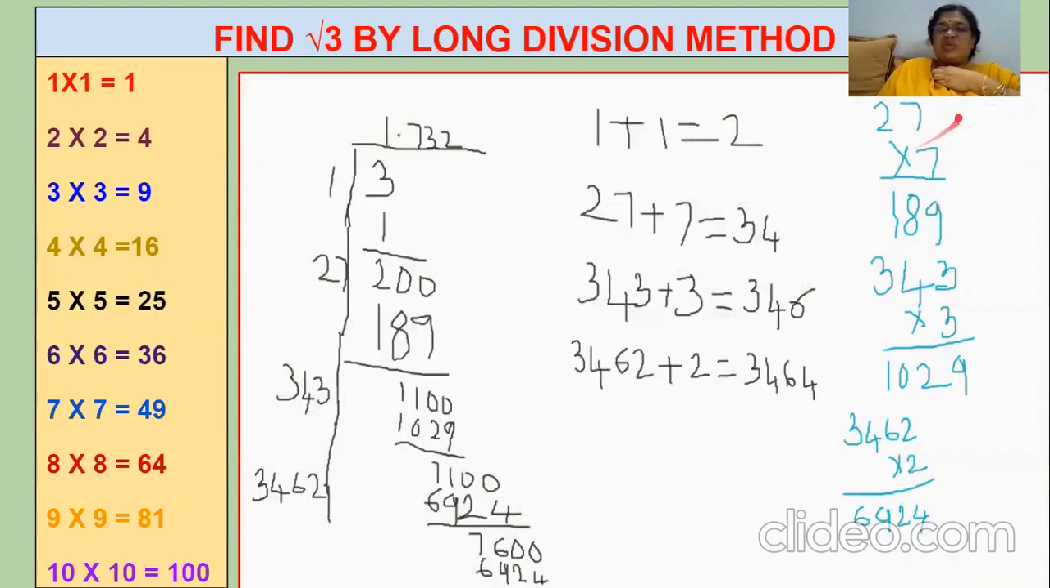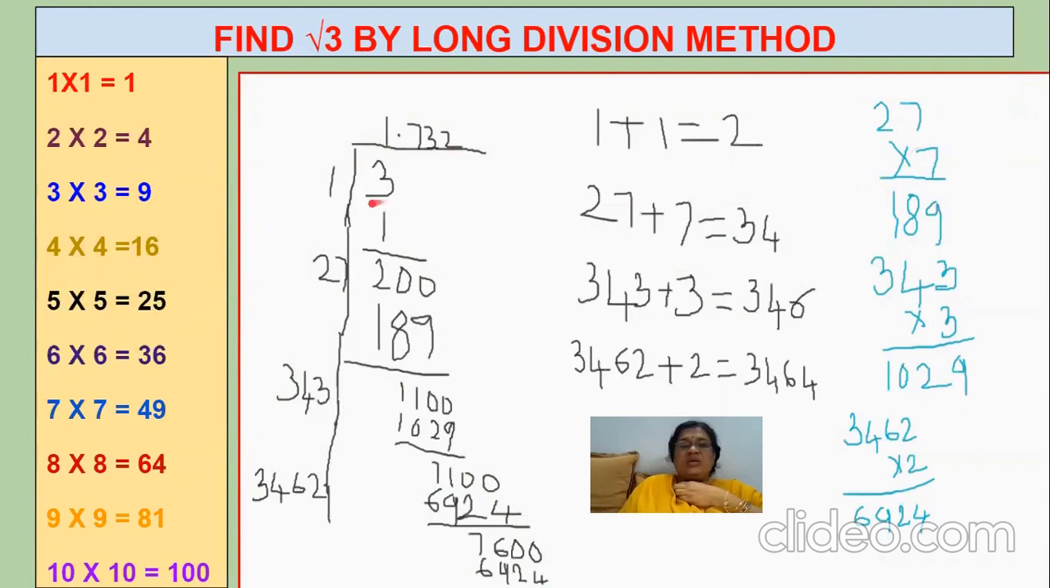See, for this problem, look here, finding out the root 3 value. 1 ones are 1. If you take 2 twos are 4, this will be more than 3. Therefore, you have to take 1 ones are 1. So you'll get the answer as 2. When you add these two, 1 plus 1, you'll get 2. So you have to put 2 here. Whatever number you place here, with the same number you have to multiply. See, the answer is 200. You just keep the point and you have to put 2 zeros. So you'll get the difference as 200.